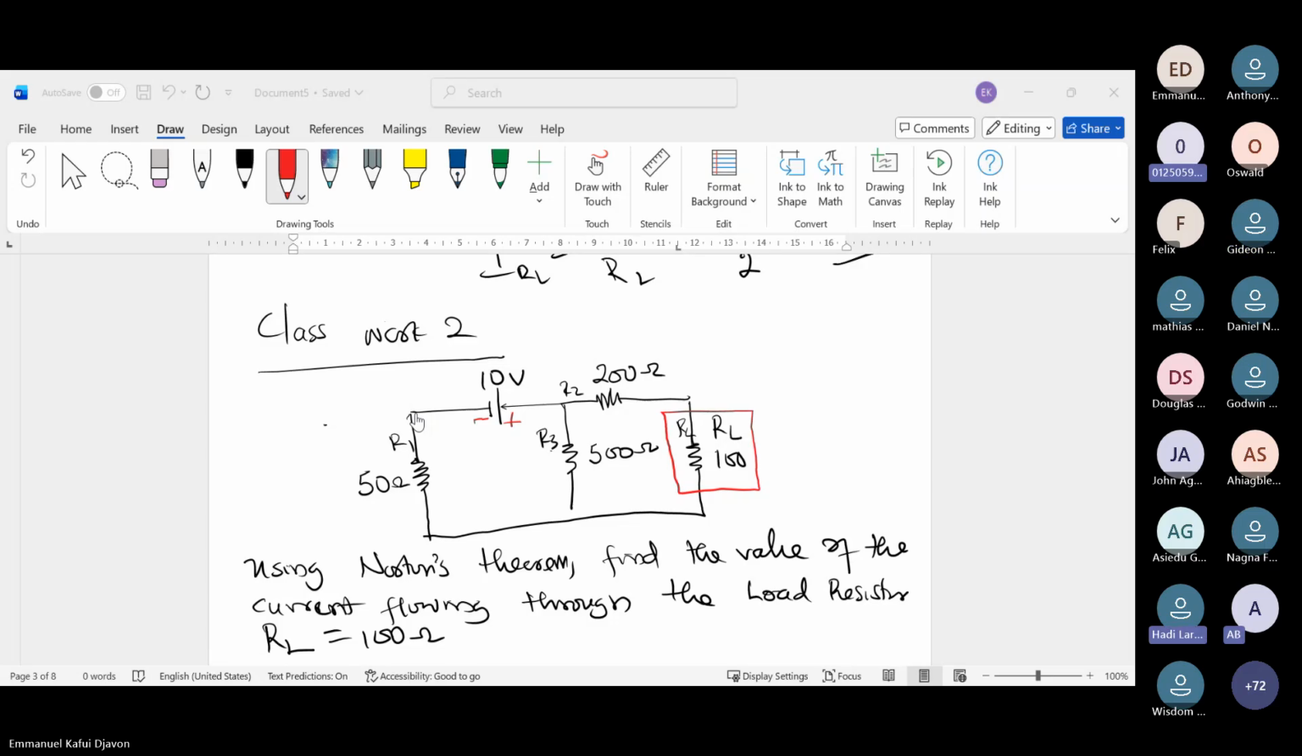Listen to me. R1 and R3 are parallel to each other. So you do 50 times 500 over 50 plus 500. When you finish solving it, that one is in series with the 200. Do you understand? So you add them together.